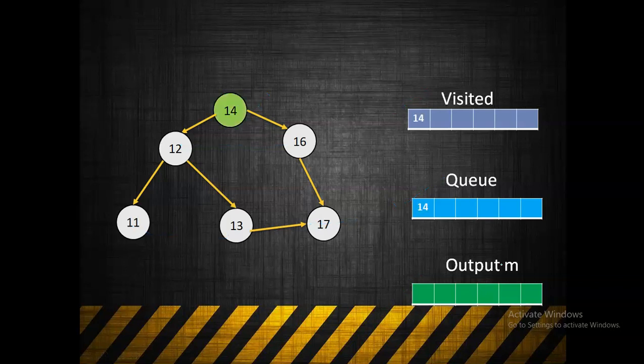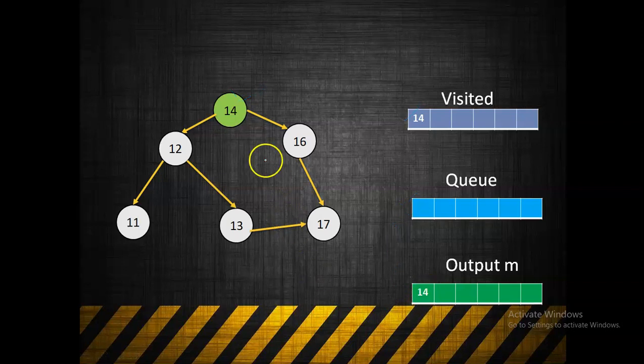Now, in the first stage, we take the root node as 14. The first step is to place the root node in visited as well as the Q. So 14 will be entered in the visited array as well as Q. Next step, if Q is not empty, then you pop the first element of the Q and move it into output. So 14 will be moved here.